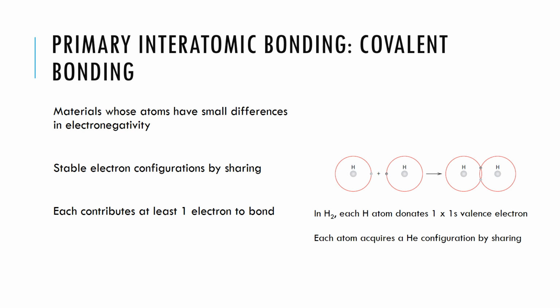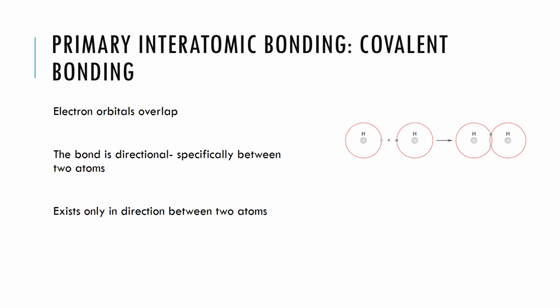And instead of one atom donating an electron to the other, a stable bond here occurs when electrons are shared. And each atom must contribute at least one electron to that bond. So think about molecular hydrogen, H2. This happens when two hydrogen atoms come together and each one donates one of their 1s valence electrons. In the process, by sharing electrons, each atom acquires a stable outer shell. And what happens here is that electron orbitals actually overlap.